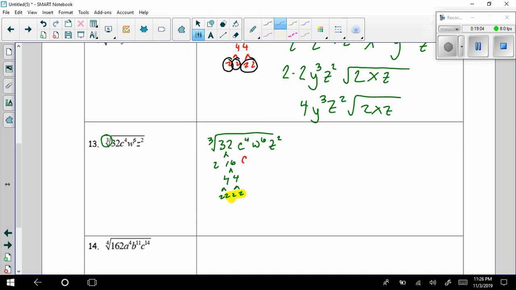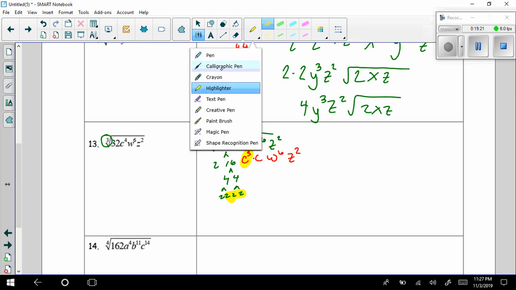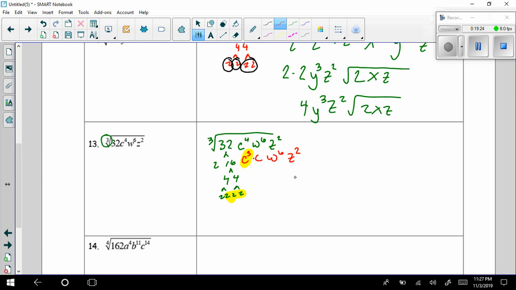My c's, I have c to the 3rd times c. W to the 6th is already in groups of 3, that divides evenly. And z to the 2nd is not going to divide evenly at all. I don't have enough of those. But there's a group of 3 and there's a group of 3 that I can pull out. So 1, 2 comes out. All right, 1c comes out because those are the cubed roots of those. All right, my index stays the same.